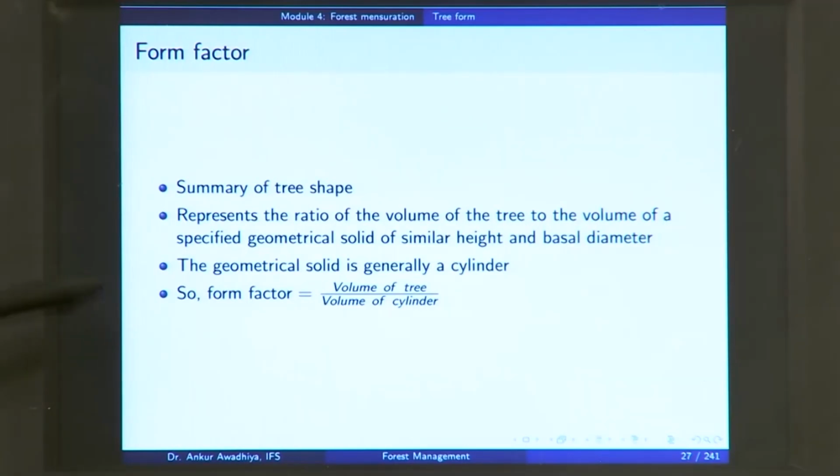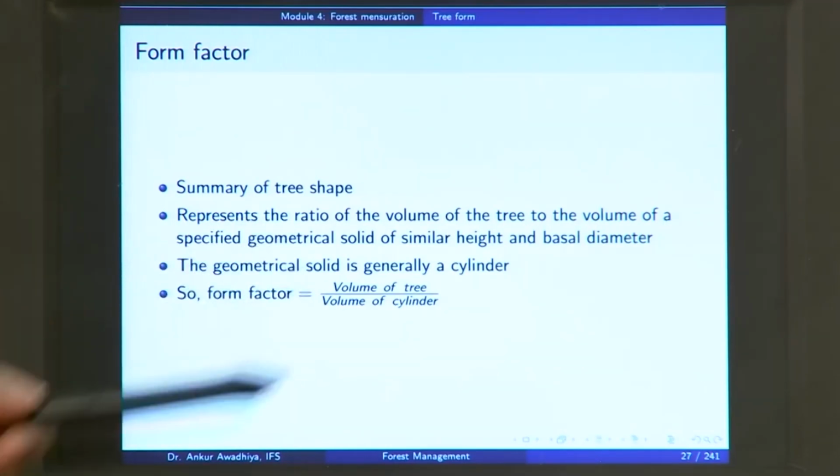Now, this is very important, because in the case of silvicultural operations, we are very much interested in the volume of timber that we get out of a tree. If there is a tree that has a huge amount of taper, the volume of timber that we will get will be much lesser than a tree that has very little taper and a cylindrical bole, considering both these trees are of the same diameter and the same height. Now, we have defined the form factor as the volume of the tree divided by the volume of the cylinder with the same height and the same diameter.